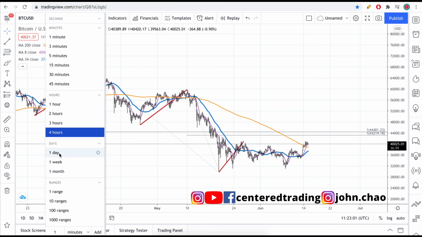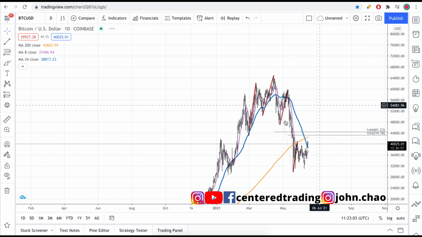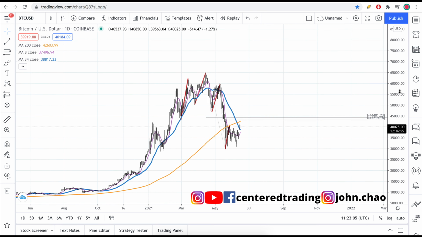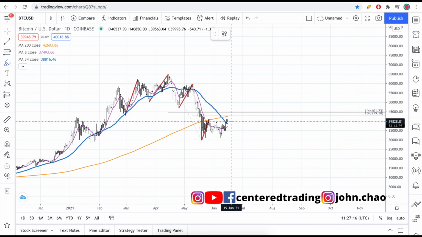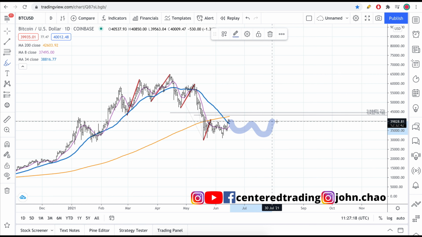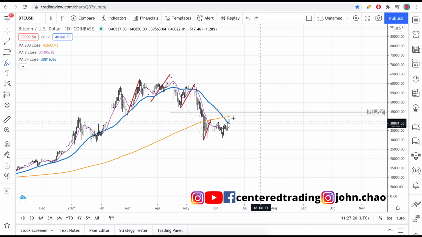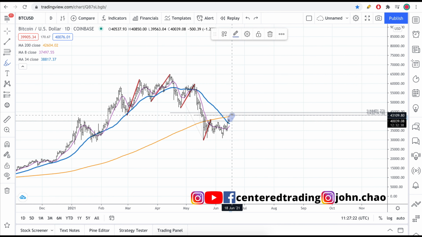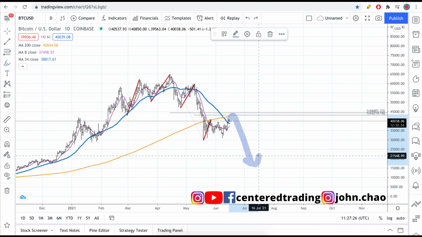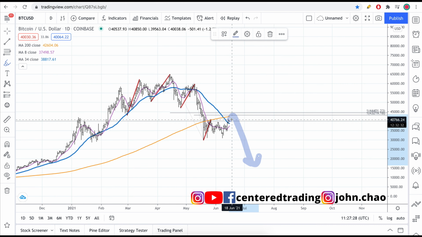Now I'm just taking a quick look at the chart on the daily. Price is trading below that 200 moving average. Price can do a couple of things. It can go sideways like this, right? Or it could go up to this resistance area, fail, and start going down like this, which is possible. So that's a short opportunity.